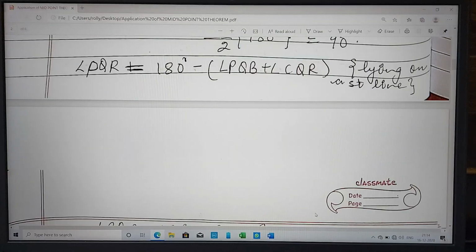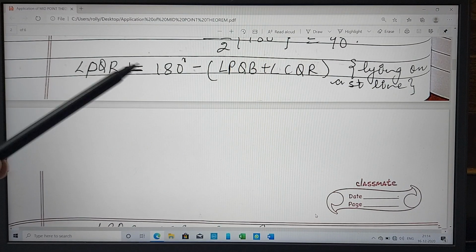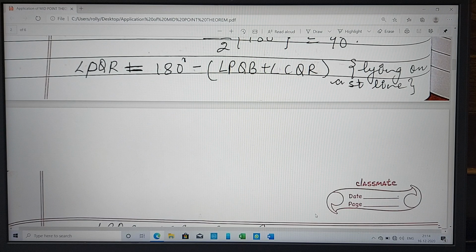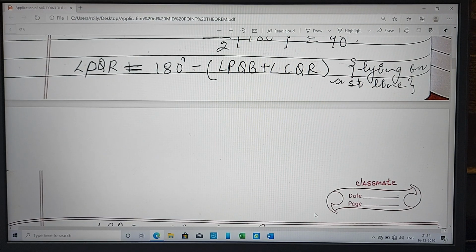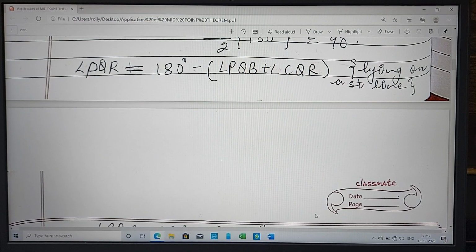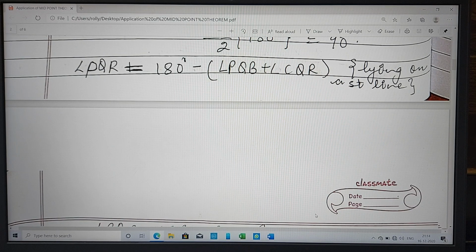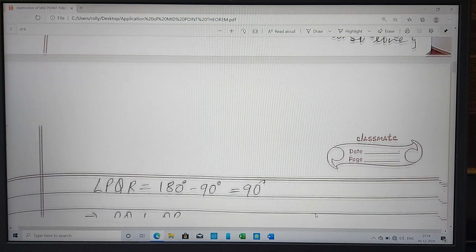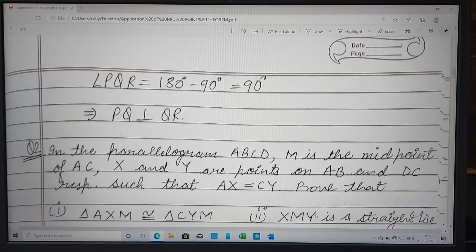This is written here. Angle PQR is equal to 180 minus (angle PQB plus angle CQR), and their sum is equal to 90 degrees. Why is it so? Because they are lying on a straight line. That is why their sum will be equal to 180 degrees. Okay. So here we have proved that they are perpendicular to each other.